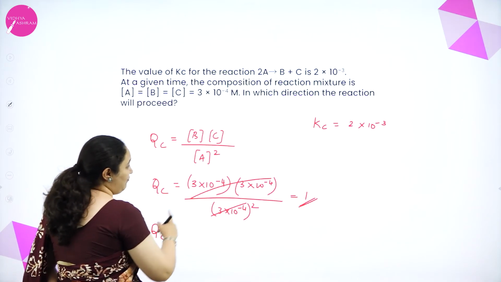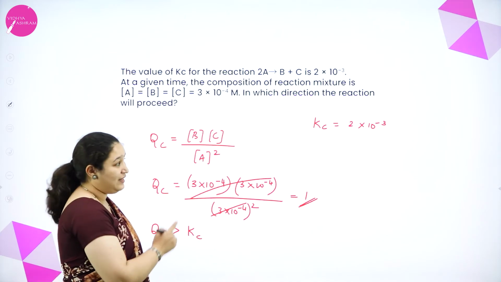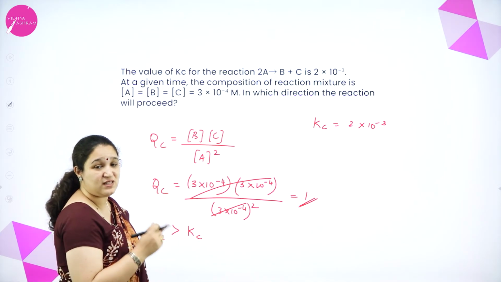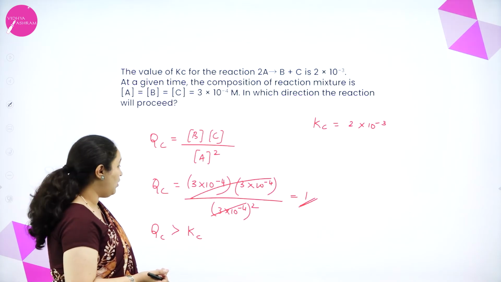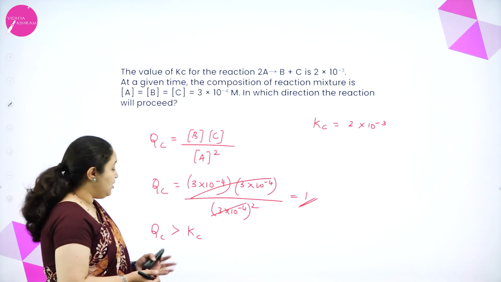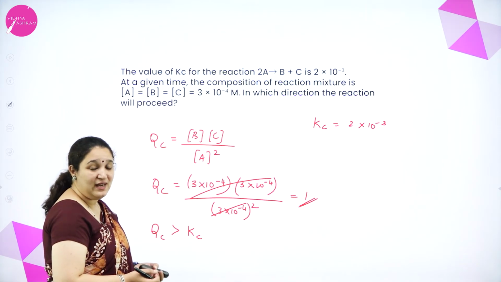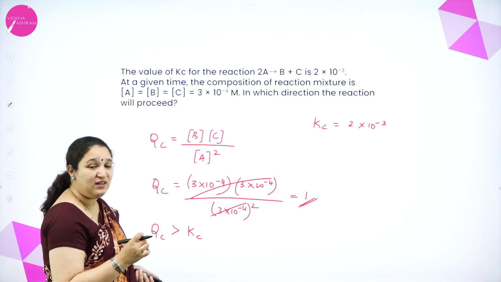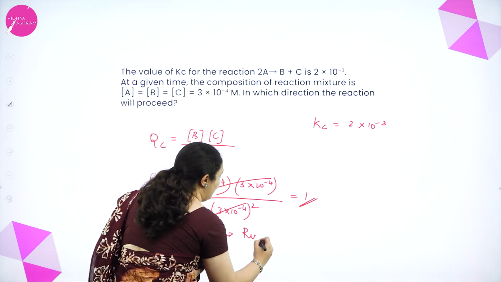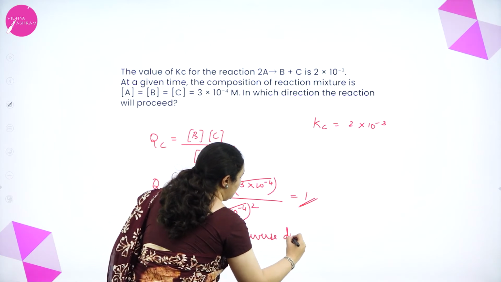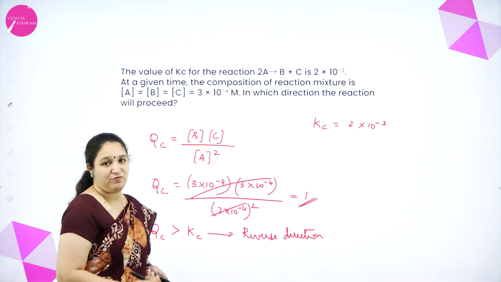So, Qc, if I compare with Kc, it is greater. Correct? Kc is 2 into 10 power minus 3, that is 0.002. Isn't it? That's lesser than 1, which is the Qc value. So, what is happening? If Qc is greater than Kc, then the reaction is proceeding in the reverse direction. So, reaction is proceeding in what direction? Reverse direction, or backward reaction is the one which is favored.